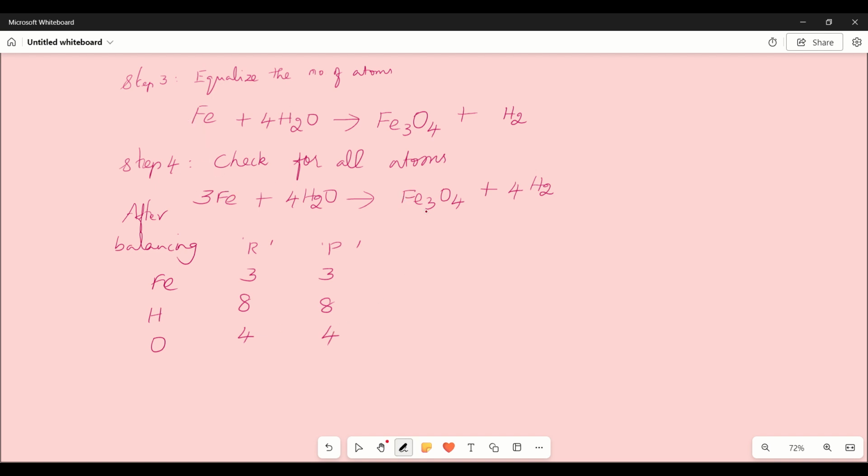And one more thing, we have to include the state of matter too here. Iron here is solid, water is gaseous because it is steam here. Then iron oxide is also solid here. Then the liberated hydrogen gas is gas here. So that's regarding balancing this chemical equation and writing the reaction for this particular reaction.